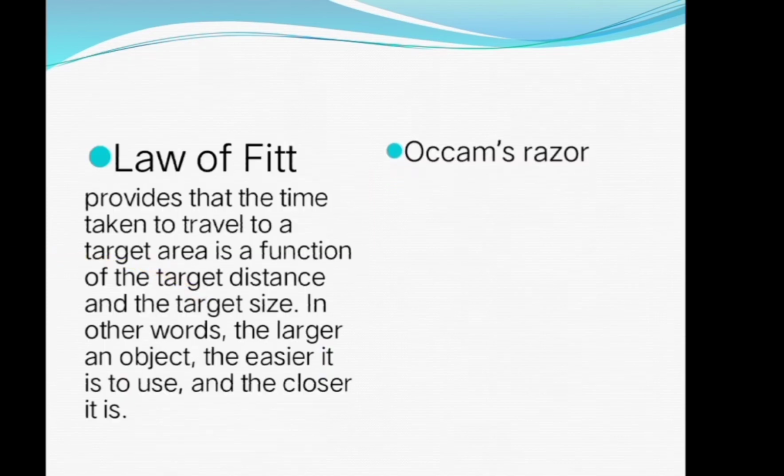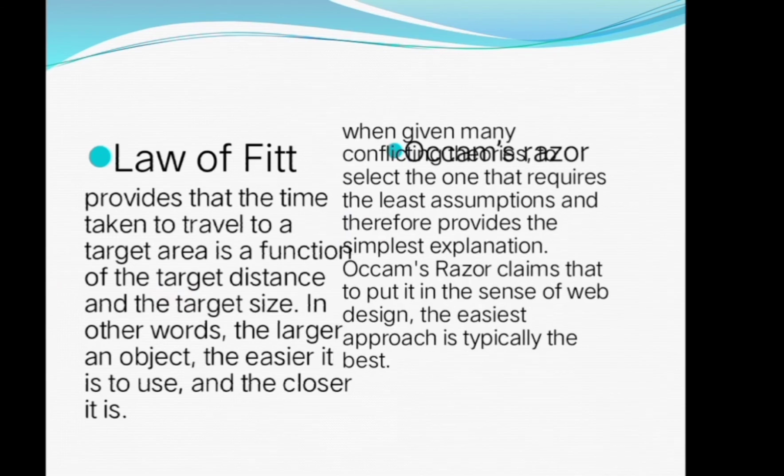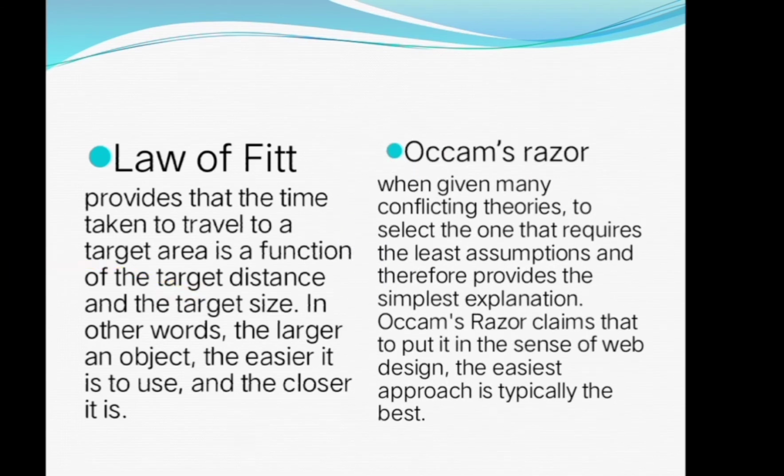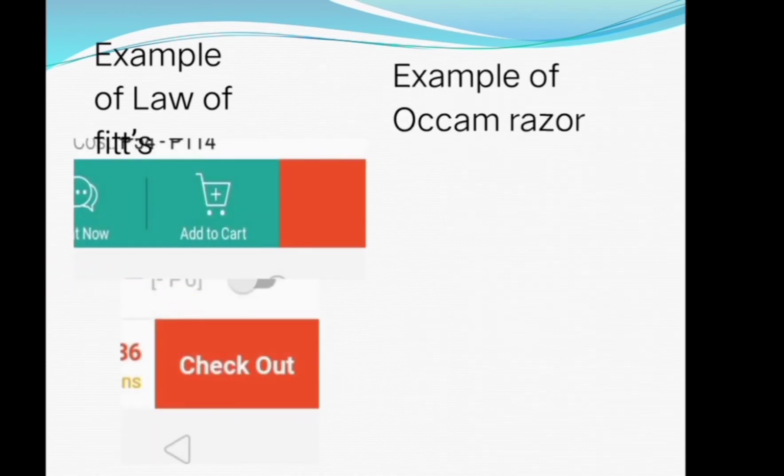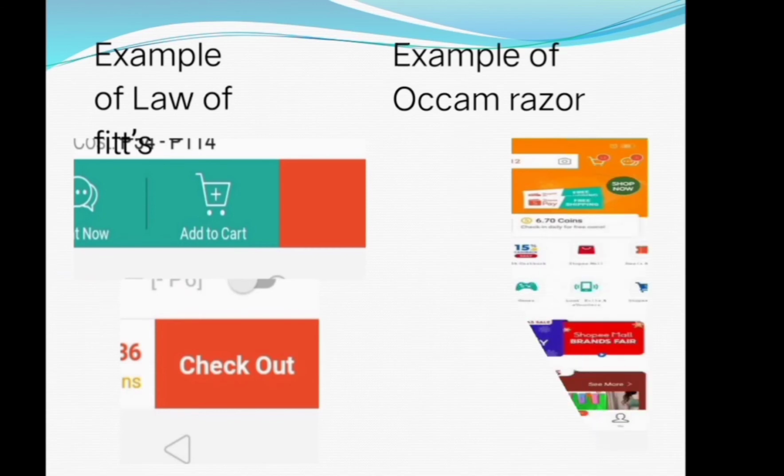Occam's Razor is a claim that, to put it in the sense of web design, the easiest approach is typically the best. So we can find Occam's Razor in the Shopee app, as you can see in the example: the design is simple and attracts the eye of the buyer.